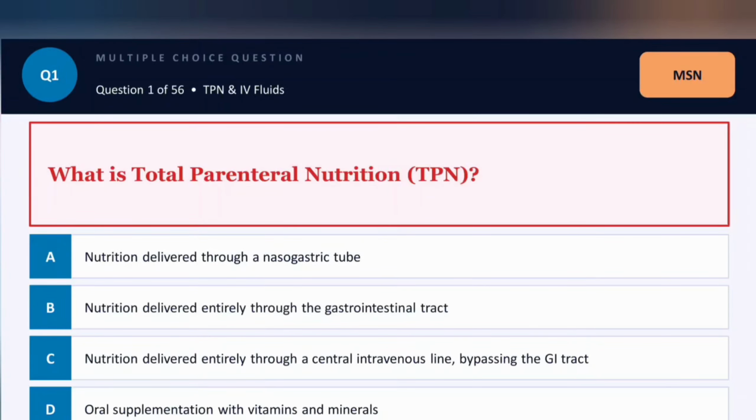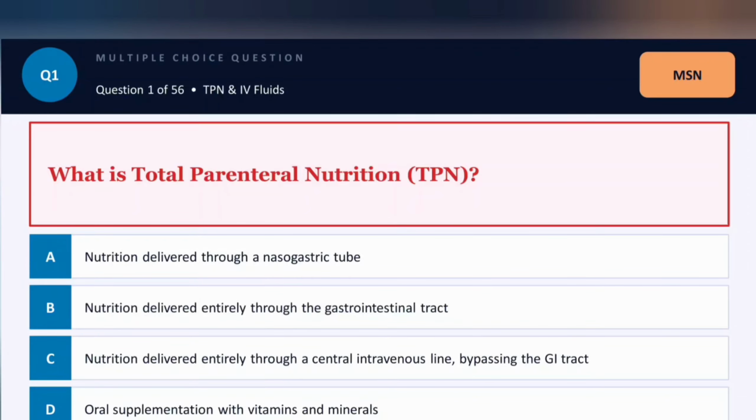Question number 1. What is total parenteral nutrition (TPN)? Option A. Nutrition delivered through a nasogastric tube. Option B. Nutrition delivered entirely through the gastrointestinal tract. Option C. Nutrition delivered entirely through a central venous line bypassing the GI tract. Option D. Oral supplementation with vitamins and minerals.